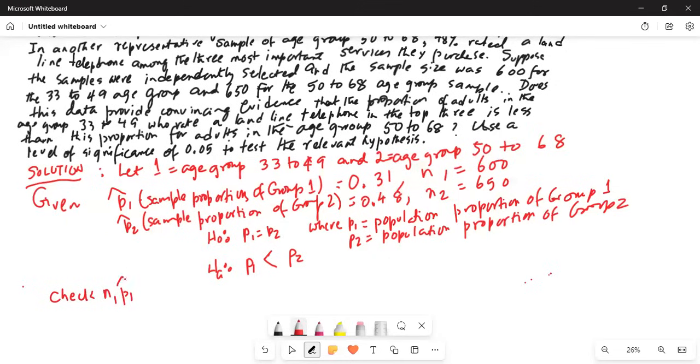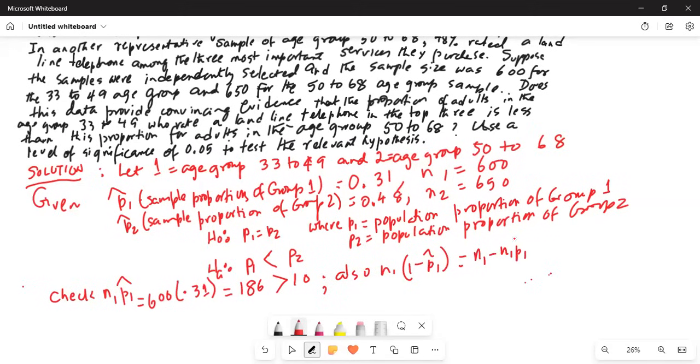Check N1 times P1 hat is equal to 600 times 0.31. This is the number of successes in group 1, and that is equal to 186, which is greater than 10. Also, N1 times 1 minus P1 hat is equal to N1 minus N1 P1 hat, which is 600 minus 186 is equal to 414. That is also greater than 10.